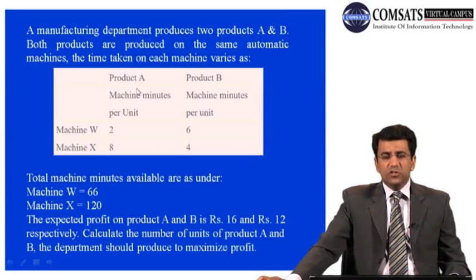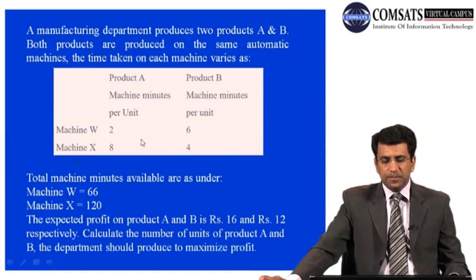Now, 1 unit of product A takes 2 minutes on machine W and 8 minutes on machine X. Similarly, 1 unit of product B takes 6 minutes on machine W and 4 minutes on machine X. Now what is this table about? We have just interpreted what is meant by this table and what is meant by these particular values.